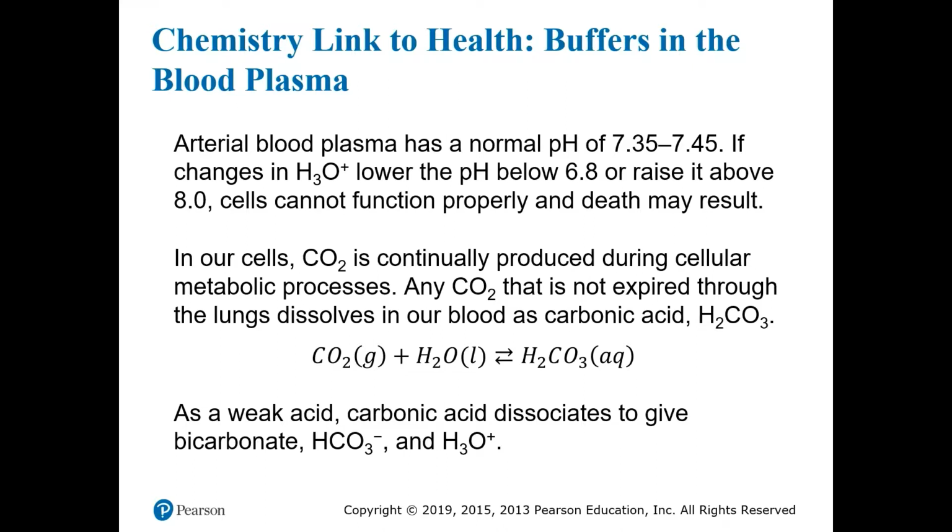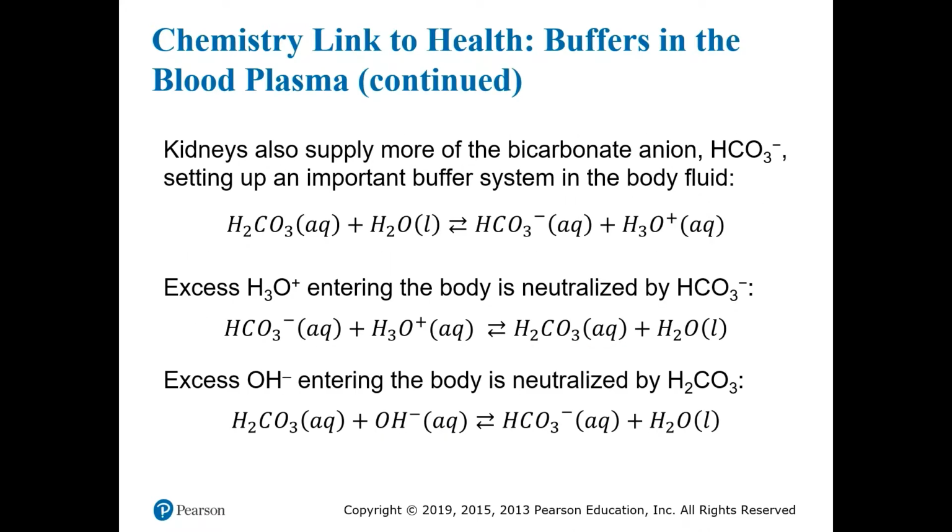The carbonic acid in our blood buffer comes from the carbon dioxide dissolved in it. Any CO2 that isn't expired through the lungs remains dissolved in the blood, and some of it turns into carbonic acid through this equilibrium process. This carbonic acid is a weak acid, so it is also in equilibrium with the dissociated bicarbonate and hydronium ions. Dissolved carbon dioxide therefore supplies the acid component of our blood buffer, carbonic acid.